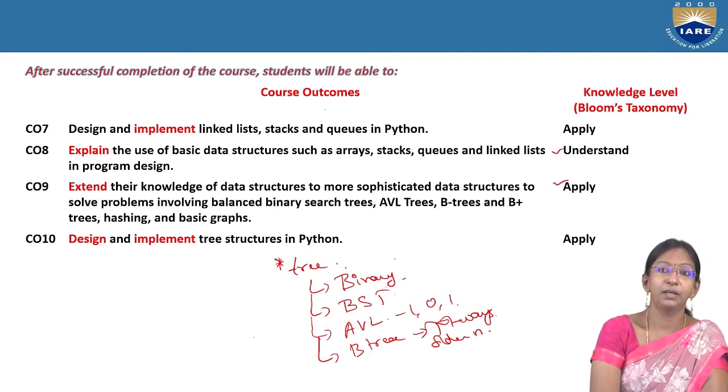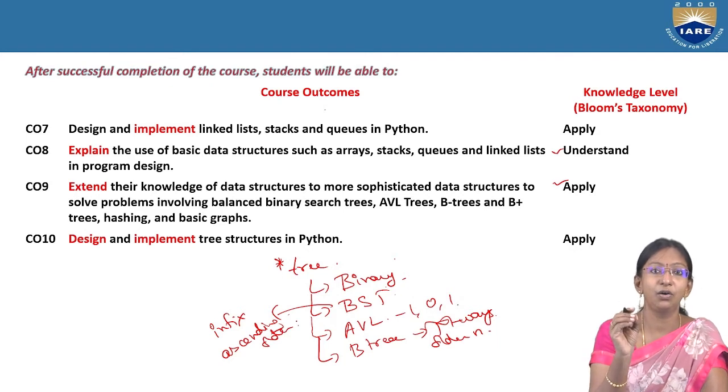So for example, let me take a random example of a BST. The infix traversal of a binary search tree gives you the data in ascending order. This is one of the applications. To get the data in ascending order, get the infix traversal of the BST. That you are going to do using Python.